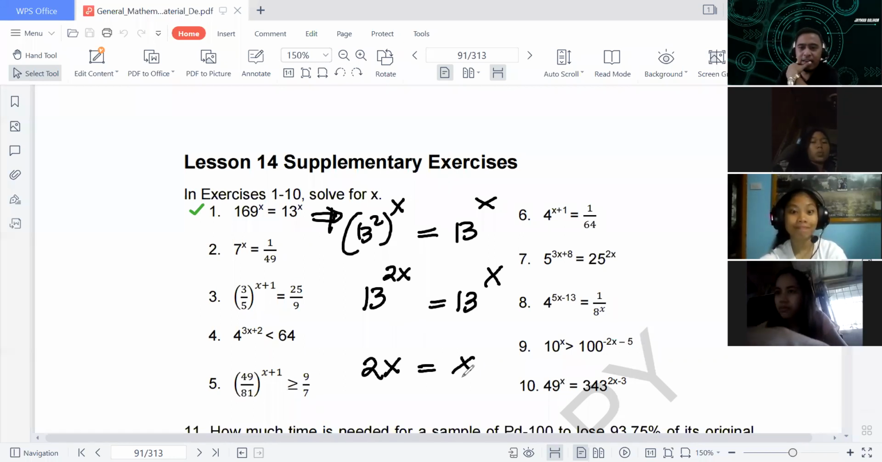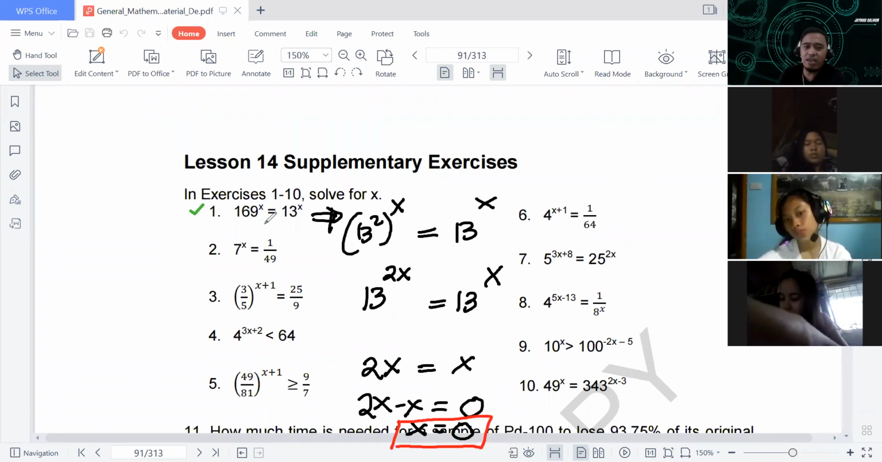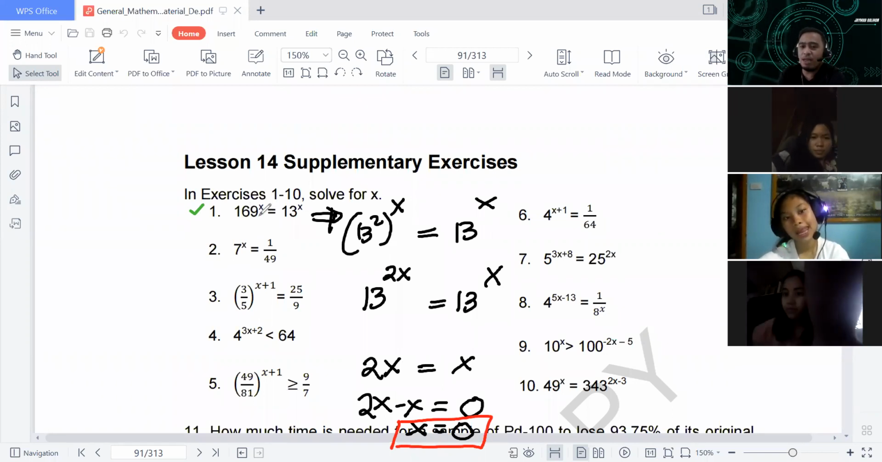Okay? Agree? After that, you can transfer x to the other side. It can be written as 2x minus x is equal to 0. 2x minus x is just x, and you just copy the 0. So automatically, your x is just equal to 0. So the answer here, the only value that can make this exponential equation true is when x is equal to 0. Clear? Any questions? None, sir. Very good.